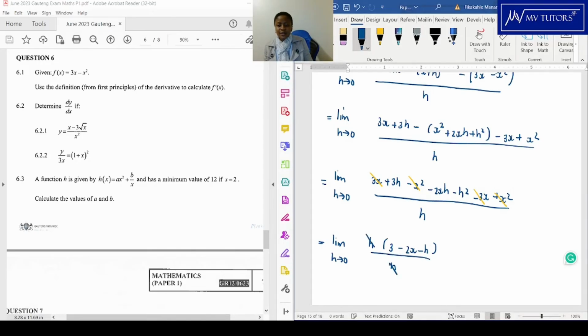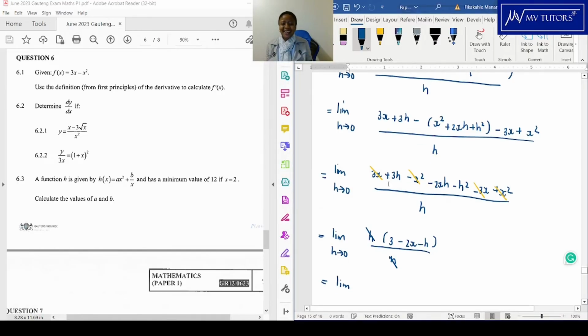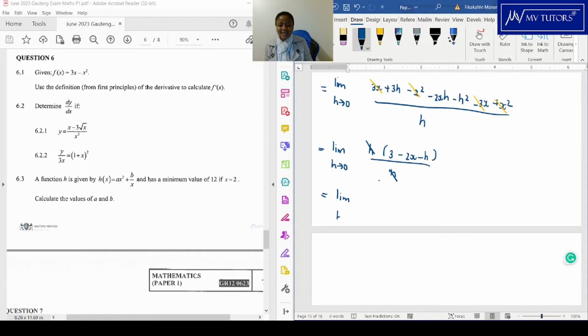So then we can cancel the h's. We're still putting the limit as h tends to 0. This question tends to be quite long, but because of those marks that we are trying to get, we will do the best that we can. And only now can we substitute 0 in h. If we do that, what are we left with? 3 minus 2x.